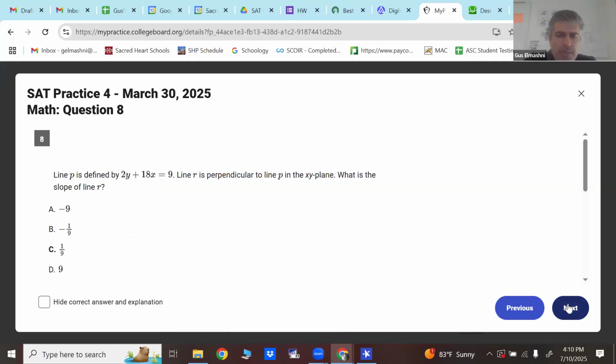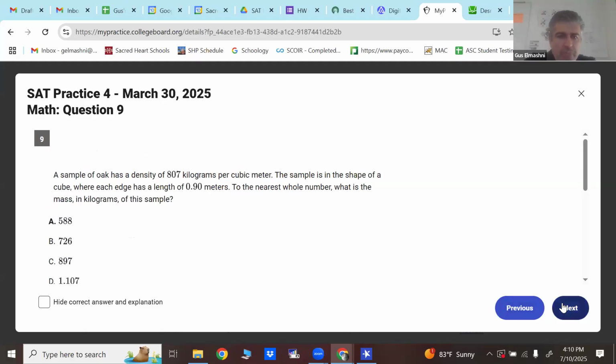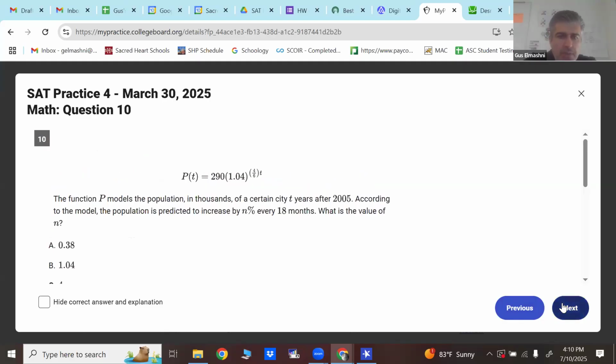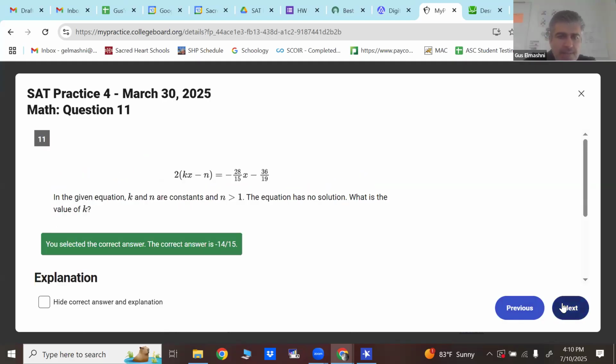Other opportunities to use Desmos. Yeah, if you want to find the slope, you can get y by itself. It's not hard. And you want to be perpendicular. I don't know, you can just do it by hand. That's geometry. That might be a little tough to do in Desmos.